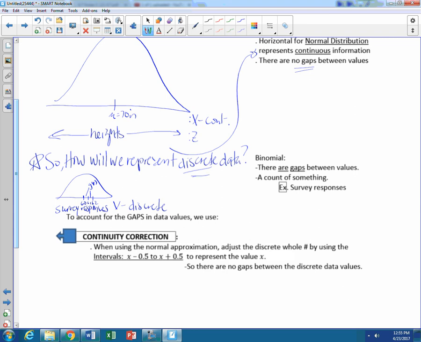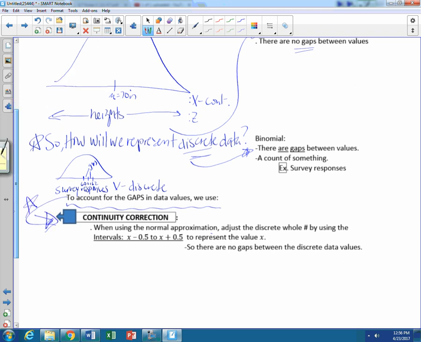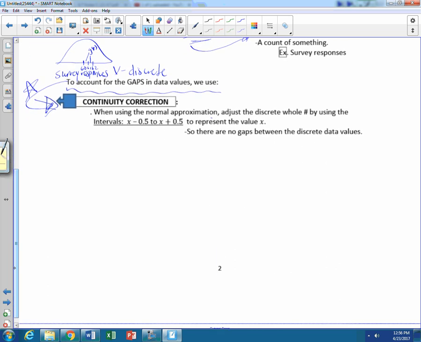So remember, with our discrete data, we have gaps between those values. We have to account for those gaps in the data values, and to do so, we use something called the continuity correction. All right, and what we're going to do is basically add or subtract 0.5 to our x values in order to close that gap. So let's see what I mean.